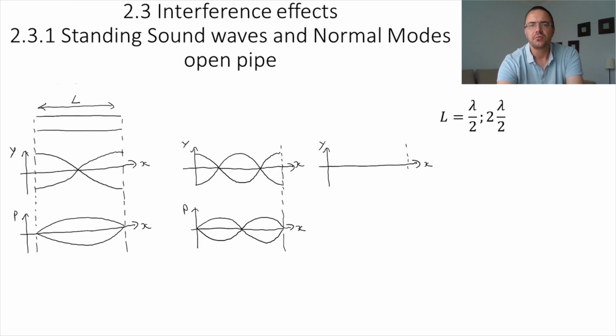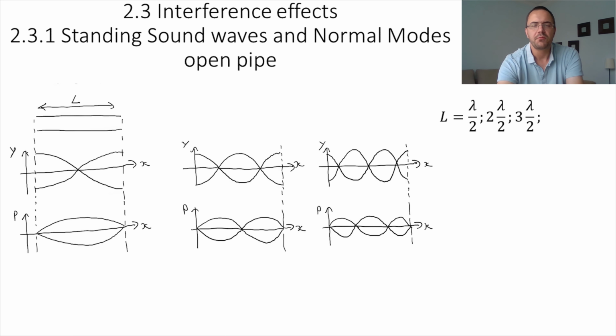We can continue and look at the third harmonic. In this case, again, looking at the displacement, we have one more antinode and a total of 3 nodes of displacement. And you can count that the length of the pipe in this case is equal to 3 half wavelengths. And again, if you look at the pressure fluctuations, now you will see 3 pressure antinodes at the positions of the displacement nodes. And we can continue with the next harmonic and so on, but you see that the length will be equal to an integer times lambda over 2.